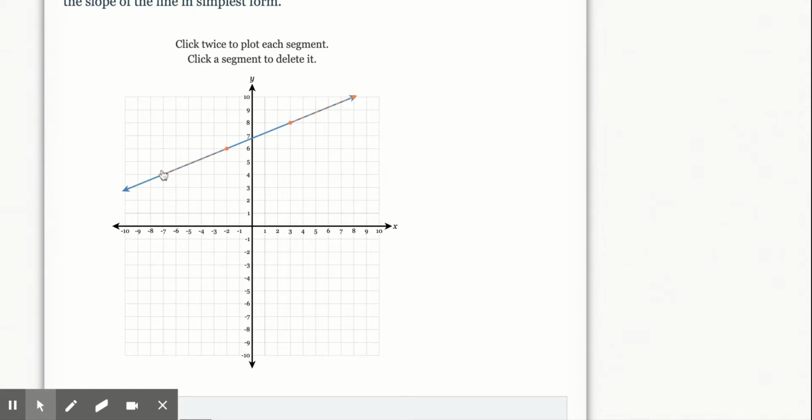So the thing is, I can use any two of these points when I'm creating my triangle to find the slope. But what I really want to do is find two of these points that are next to each other. Because if I have like this point and this point, then I am going to have to reduce my fraction at the end. But if I have 2 points next to each other, I won't have to reduce my fraction, which makes my life easier. So I'm going to get rid of that line.